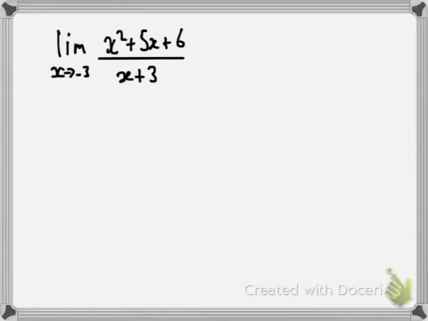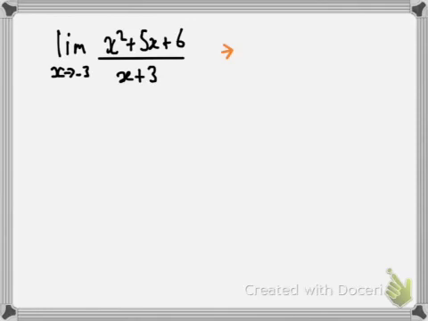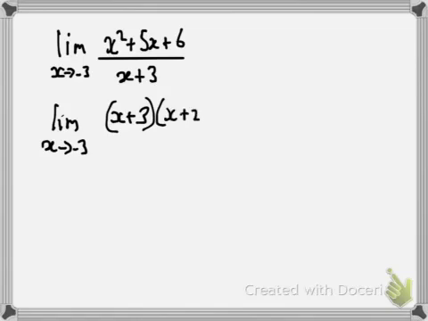What we're going to have to do is factorise the top. And in fact, in the previous question, the safe way would have been to factorise first. Okay, let's have a look. Actually, what I might do is just write the question out again. So what we're going to get is the limit as x approaches negative 3 of x plus 3 times x plus 2, over x plus 3. So I factorise the top.